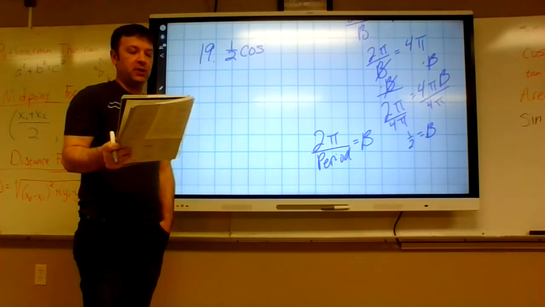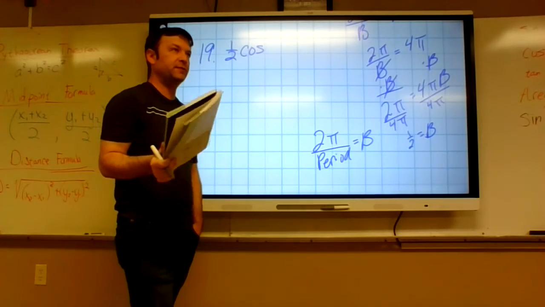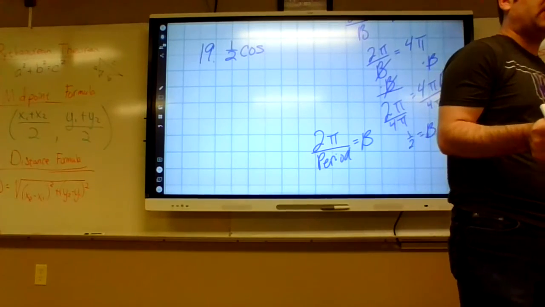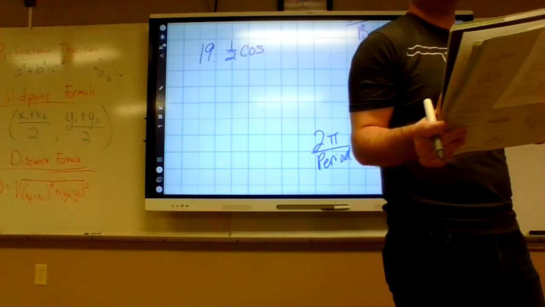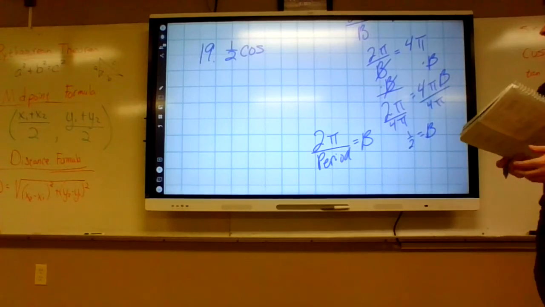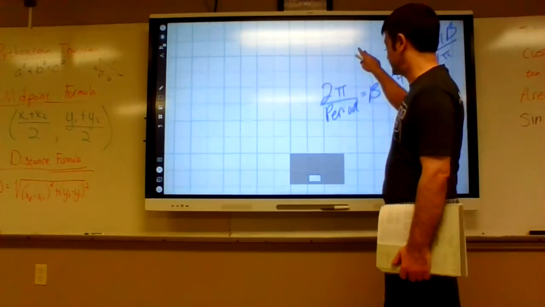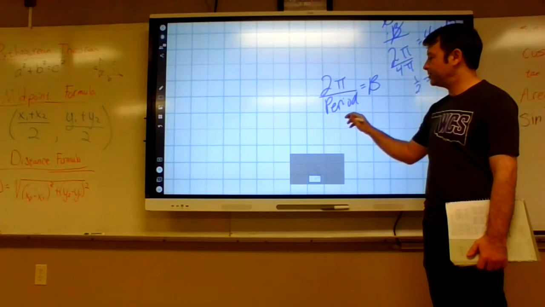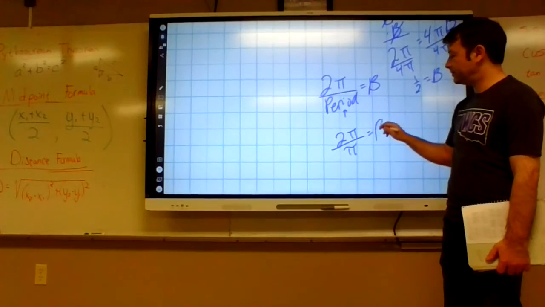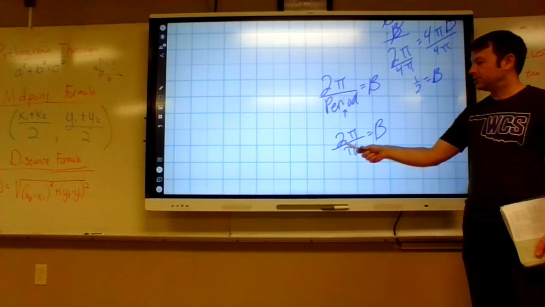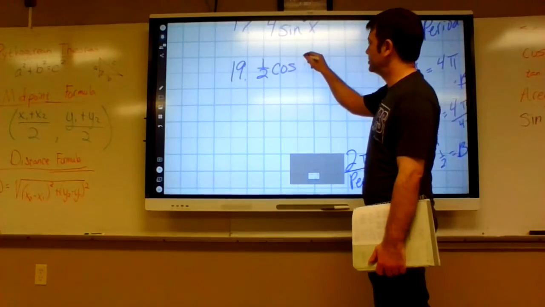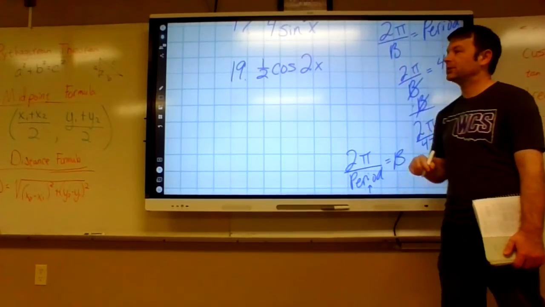And what is the period? How far does it get before it starts repeating itself? From 0 to pi, it's going from the top of its wave to the top of its wave. So that is one period. So the period is pi. So what do I need to put in for b? 2 pi over pi will give us the b value. So the b value is 2. So what we're going to put is 2x.